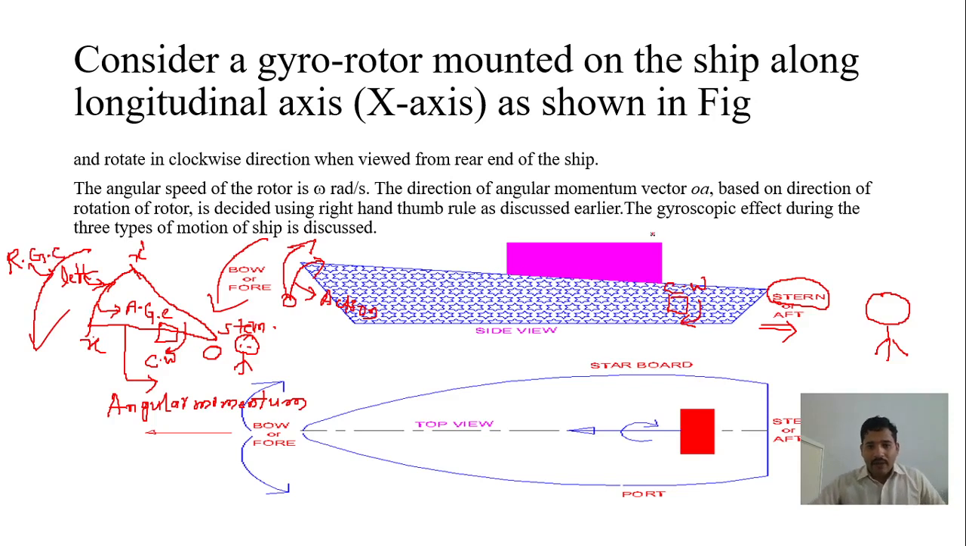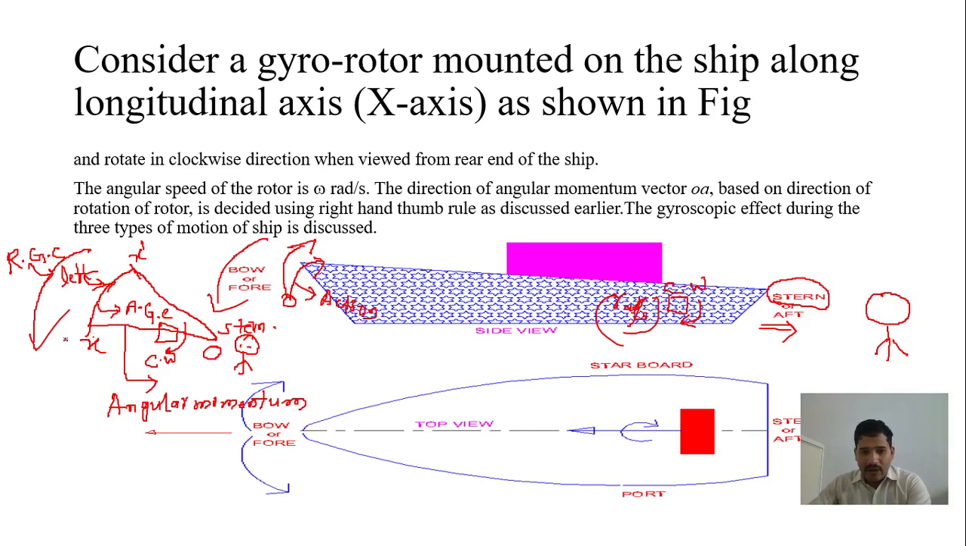Is it right? Then this rotor is rotating with an angular velocity, which we measure in radian per second. The initial angular momentum vector is OX, based on the direction of rotation of the rotor. Then the vector XX' represents the active gyroscopic couple, and the reactive gyroscopic couple always acts in the opposite direction of the active gyroscopic couple.